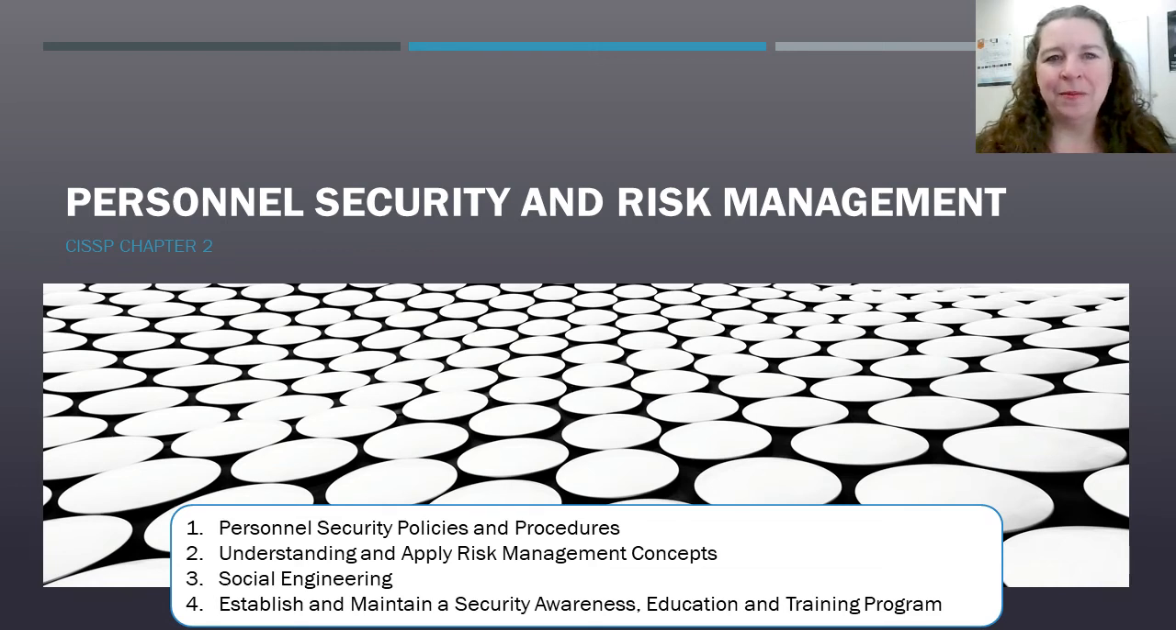Hi, and welcome back. We're going to cover personal security and risk management, covering the CISSP Chapter 2 in this lecture. This is going to go along with the ITS 277 program. In this chapter, we're going to cover personal security policies and procedures, risk management, social engineering, and security awareness, education, and training programs.